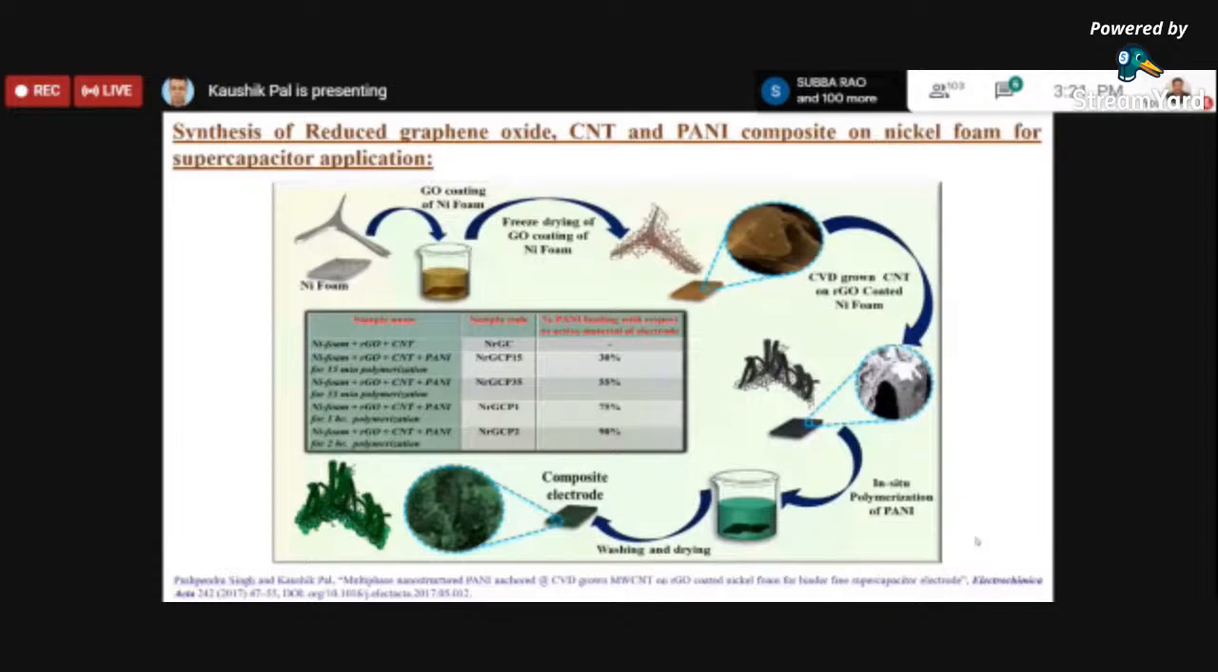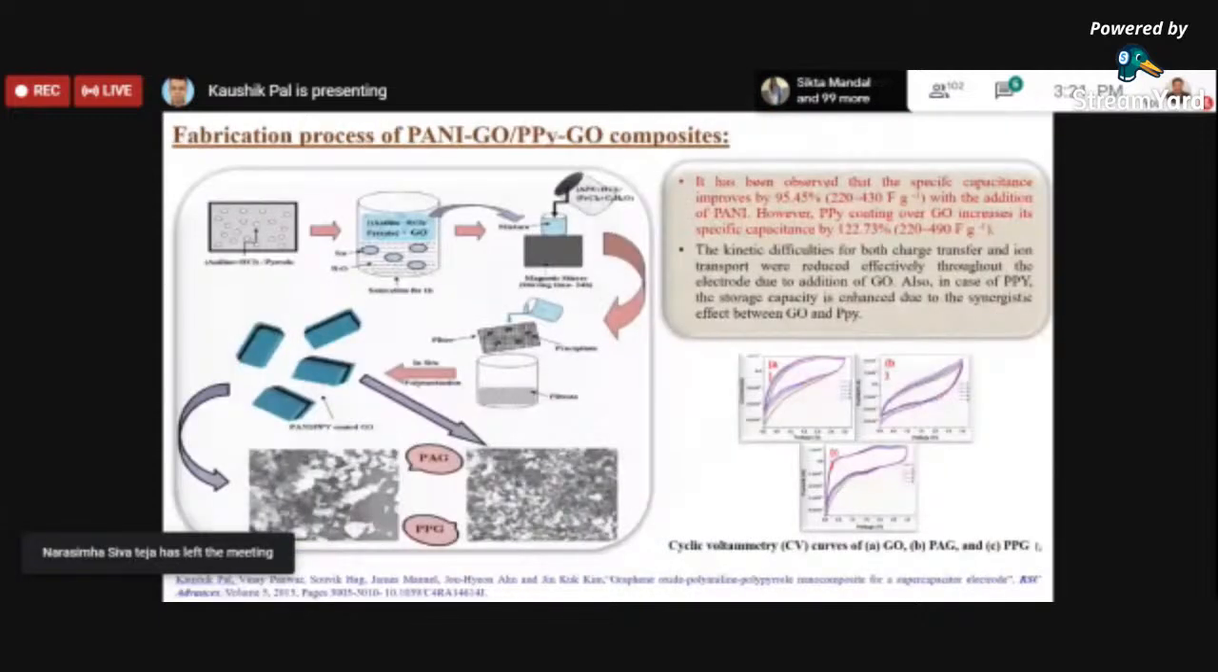So now what is that? Basically this is the solid state supercapacitor. But nowadays we have moved to the liquid based or maybe the flowable supercapacitor. Then we have done certain work on the fabrication process of the polyaniline and polypyrrole with the graphene oxide composites basically. So in this one, it has been observed that the specific capacitance improved by 95.45% with the addition of the polyaniline. However, polypyrrole coating over GO increases its specific capacitance by 22.73%. So when we have used the polypyrrole, the specific capacitance has increased.